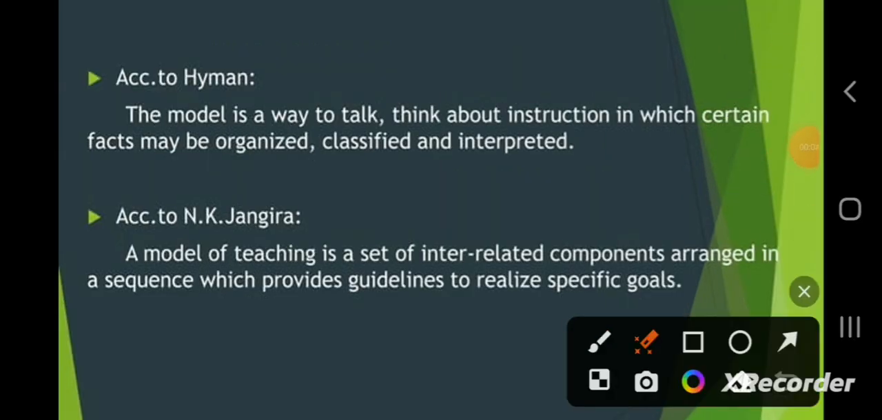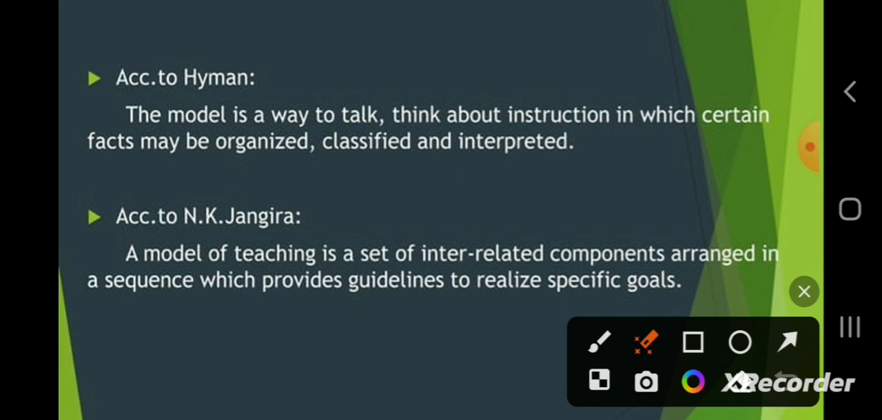According to Hyman, the model is a way to think about instruction in which certain facts may be organized, classified and interpreted. According to Hyman, a model of teaching is a conceptual framework for discussing and analyzing instructional practices. It serves as a method to organize, classify, and interpret various facts and aspects of teaching.